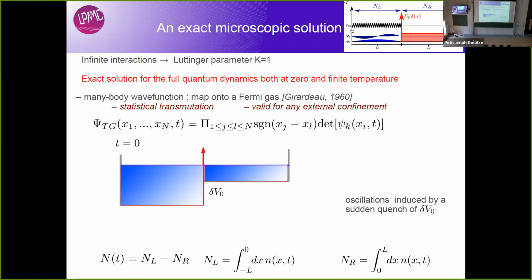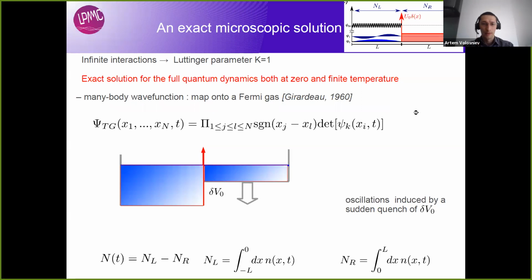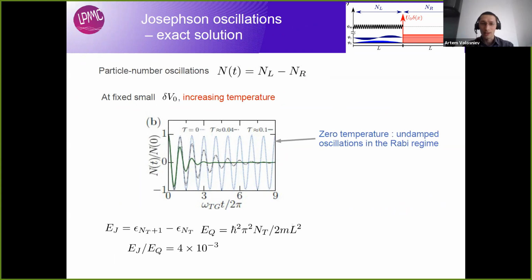May I ask a question? Can you hear me? Thank you for the interesting talk. My question is actually on the slides, and it's quite naive. You show these very nice oscillations of the particle number for zero temperature. Why are they completely undamped? I would assume that every fermion actually has its own energy, and if you have many of them, I would assume some more incoherent behavior. Could you comment on this, please?